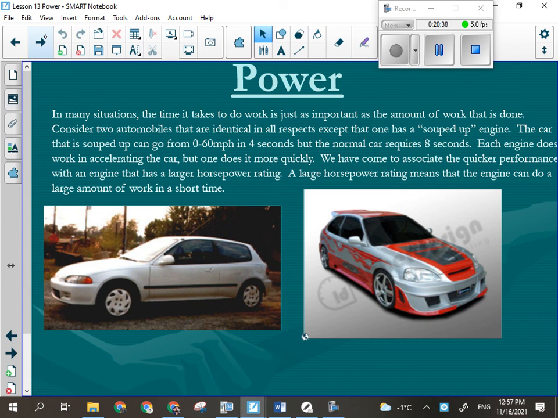Okay, can they both get to 60 miles an hour? Absolutely, but this one will do that work faster. So it's the same amount of work. Okay, they're both Civics. They both can get to 60 miles an hour, but one can do it faster because it's more powerful. Okay, everyone okay with that?